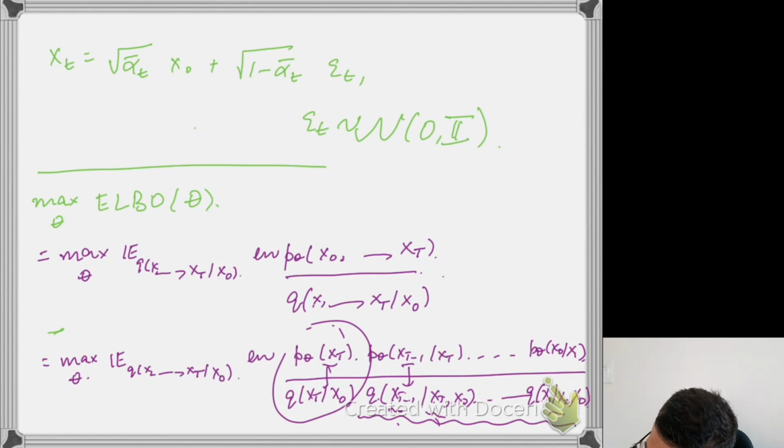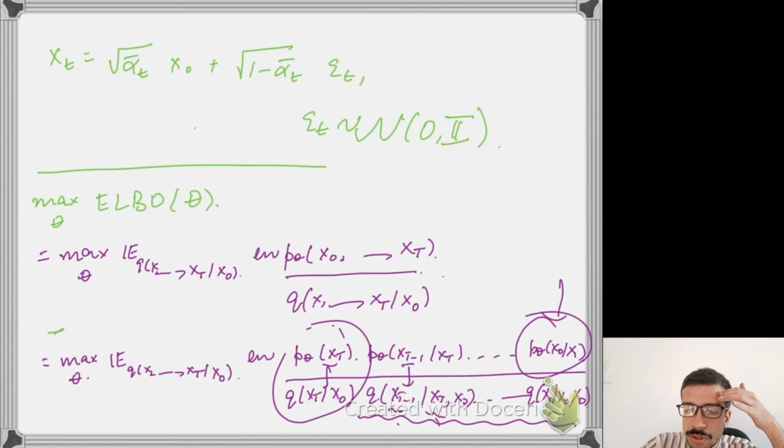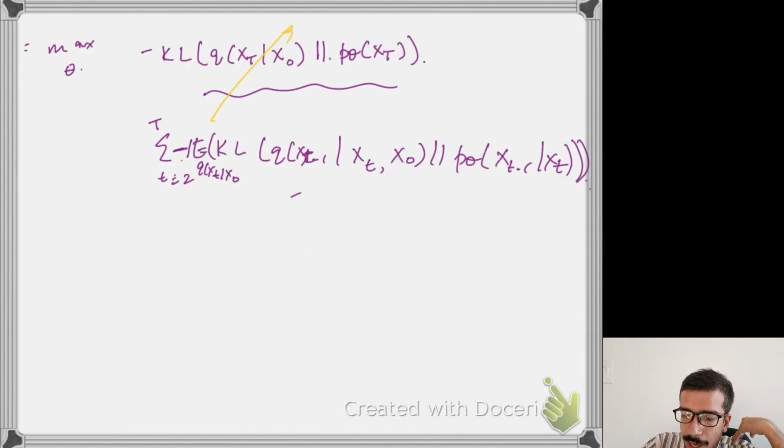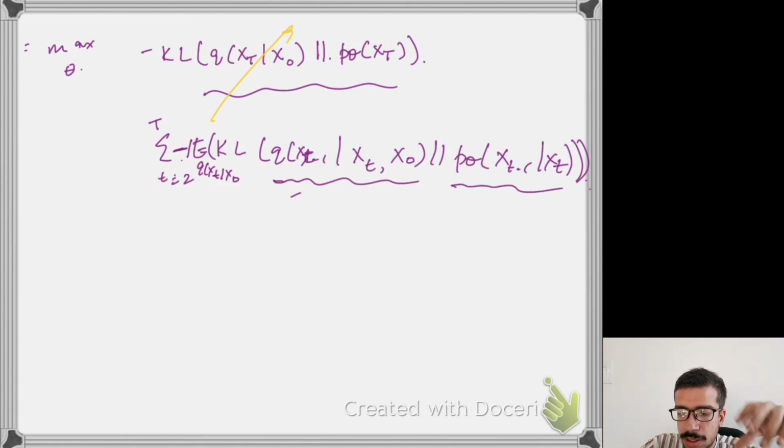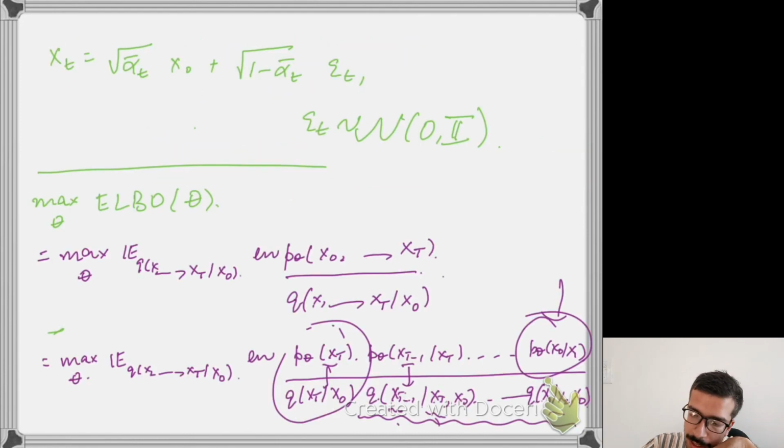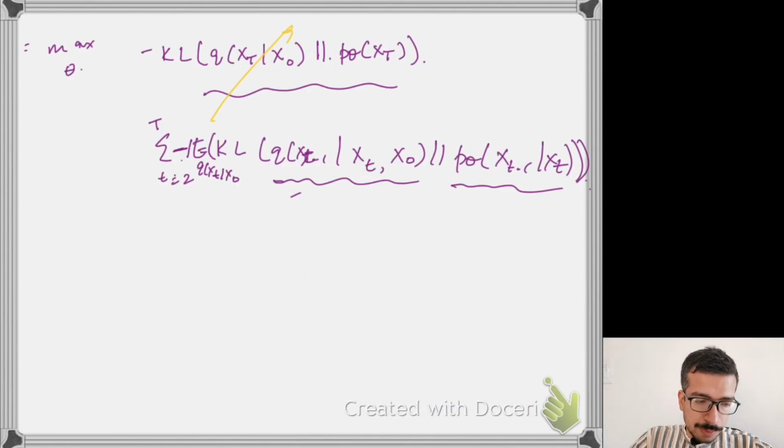And then finally, there is one term which is left over. So these terms essentially match the forward and the backward steps together, and this essentially matches the prior. And then there is also a reconstruction term which maximizes expectation over q log p theta x naught given x1.